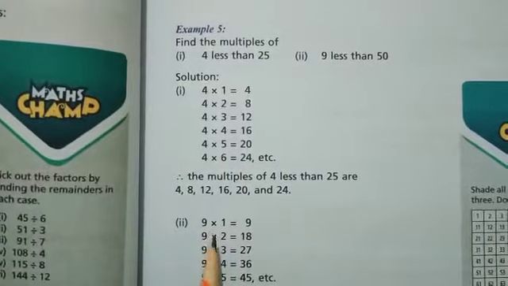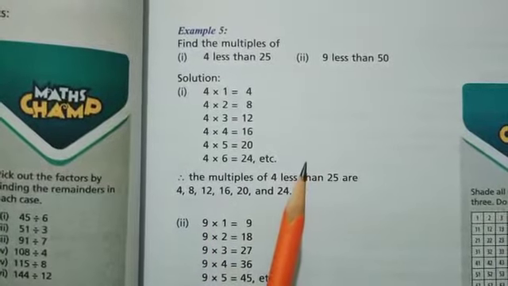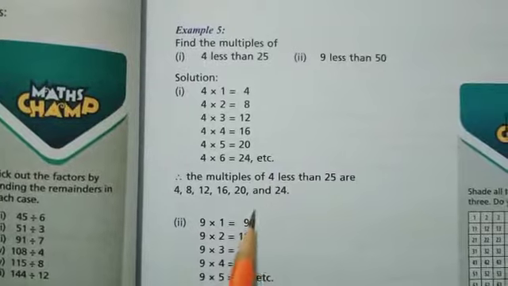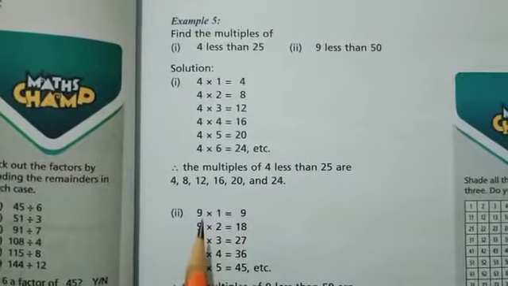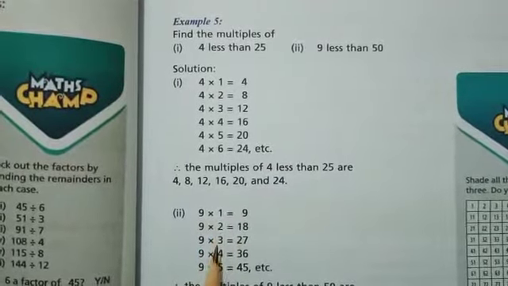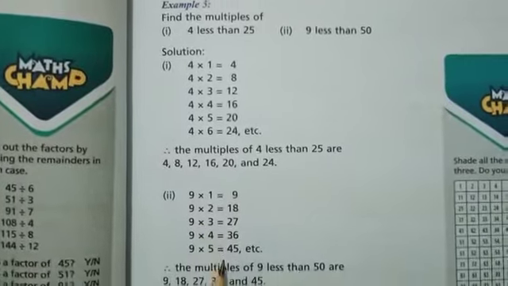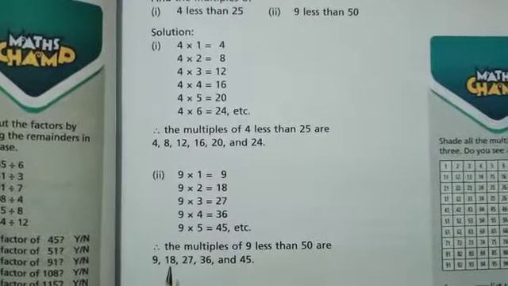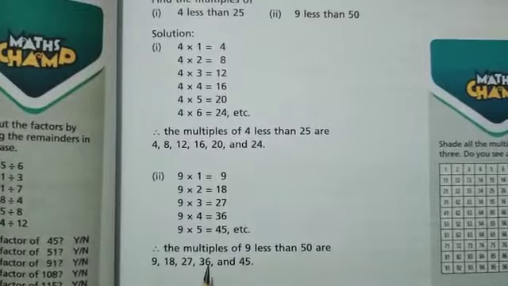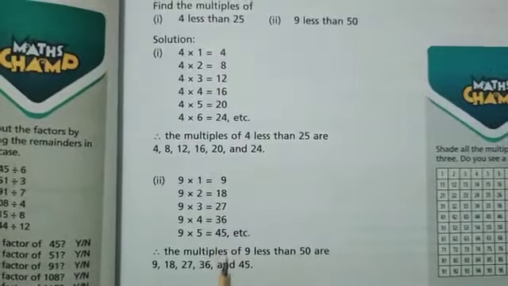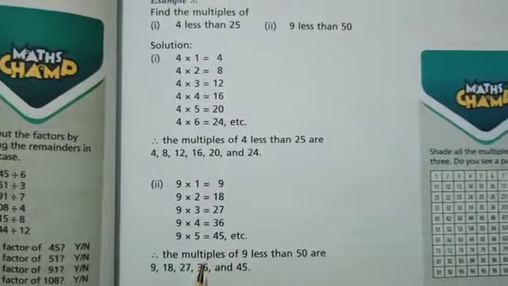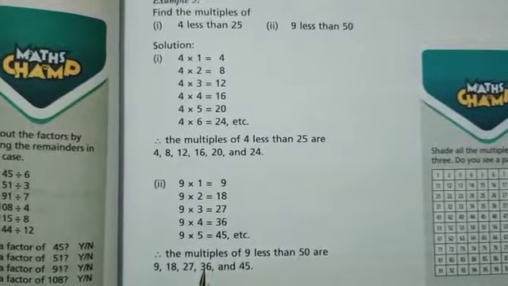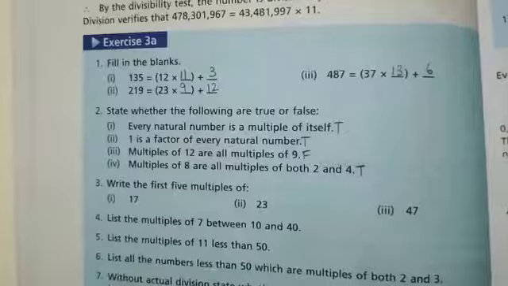Okay. And second example: multiples of 9 but less than 50. Students, look here. This is 9, and we multiply with any natural number to get the answer. 9, 18, 27, 36 and 45 are multiples of 9 but less than 50. I hope you understand the examples of multiples.